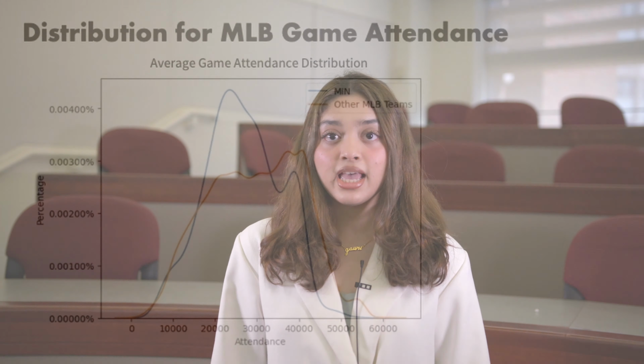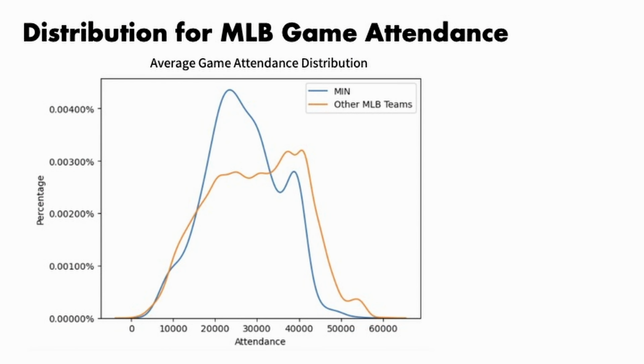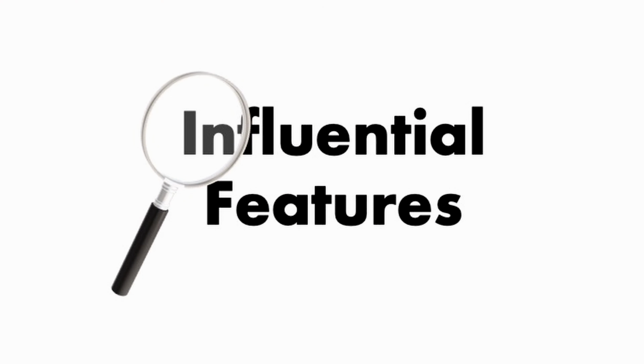Over here, we have the distribution for MLB game attendance. As we can see, Minnesota is pretty similar to other MLB teams, but for Minnesota the values mostly lie between the 10,000 to 40,000 range, and the distribution is quite similar. However, for Minnesota, there are certain factors that cause a difference in the distribution, and that will be better explained by Xiaoyu in the next slides.